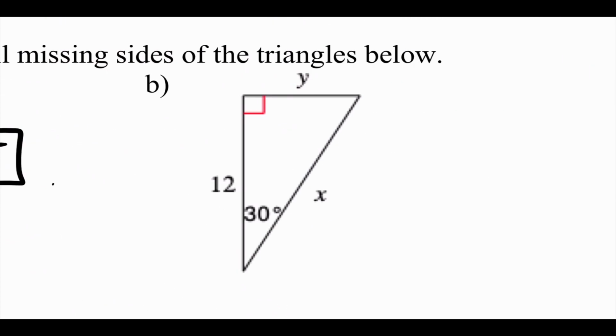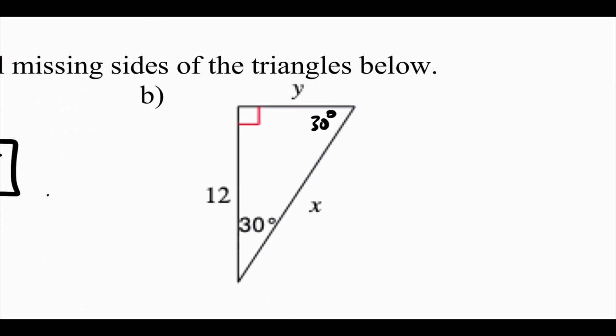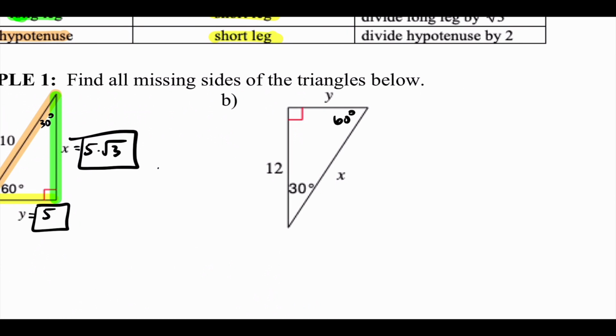30, 60, 90. Oops, not 30. This is going to be 60. Okay, so what side am I missing? Or what side am I given? Let's start with the given side. Is that a short leg, long leg, or hypotenuse? Long leg, yep. This is a long leg. So I need to find the short leg, which is y, and the hypotenuse, which is x. Okay, so I'm going to go to my table.